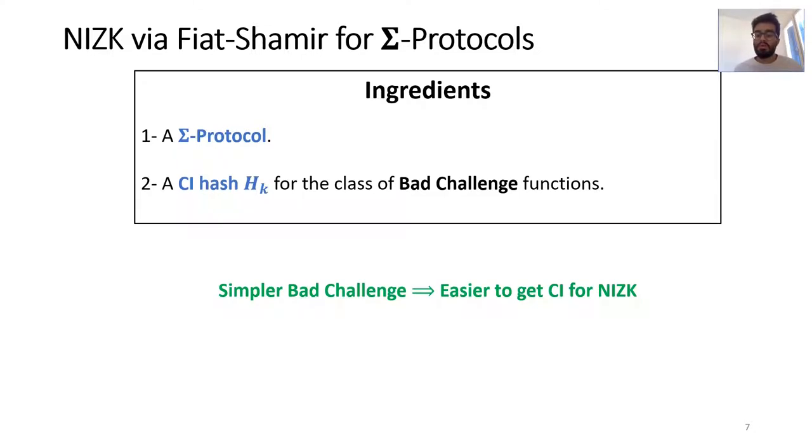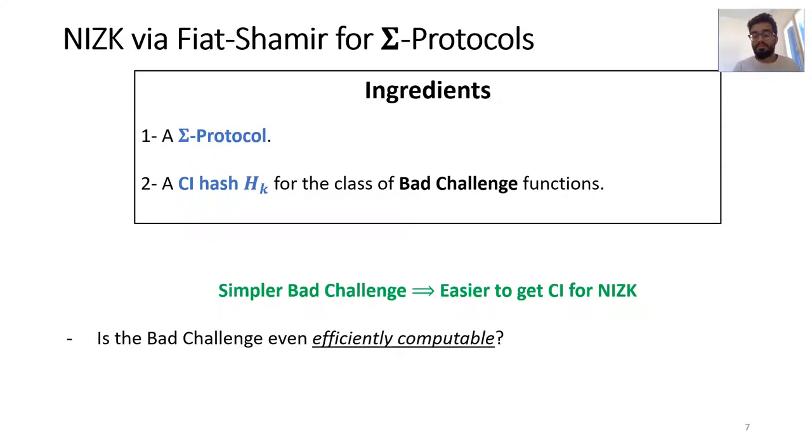First of all, we need to describe the batch challenge function for some sigma protocol as simple as possible. And on the other hand, we need to construct correlation intractability from standard assumptions. So now we can start asking questions. For example, it's not clear how simple the batch challenge function can be, and it's not even clear whether it's efficiently computable. And on the other hand, we can ask about constructions for correlation intractability under standard assumptions.